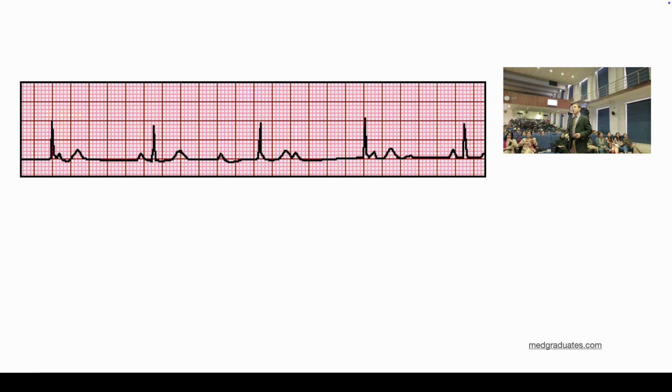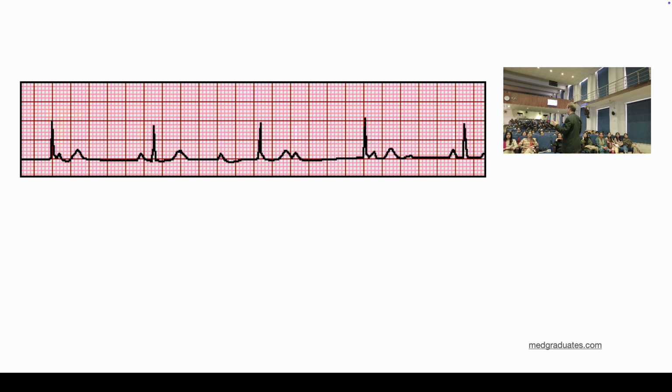Now the P waves are related to each other. You see the distance between these P waves is similar, and the distance between the QRS complexes is similar. The QRS complexes are placed at a similar distance from each other, while the P waves are placed at a similar distance from each other, but they are not related to one another. R waves and P waves are not related to each other. So there is no relation between QRS complexes and the P waves. So there is dissociation between P waves and QRS complexes. So this is AV dissociation.